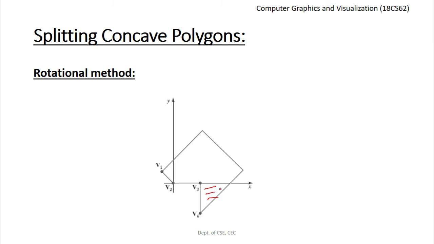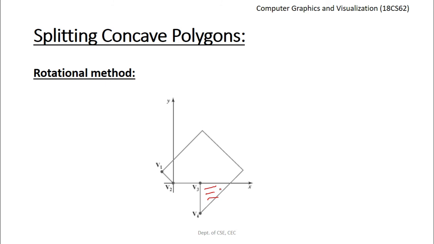We then split the polygon along the x-axis to form two new polygons, and we repeat the concave test for each of the two new polygons. Okay, so it's called the rotational method. We rotate the polygon in such a way that we place the first vertex at the origin, and the immediate next vertex along the x-axis. If there is no part of the polygon lying below the x-axis, we consider the next vertex.